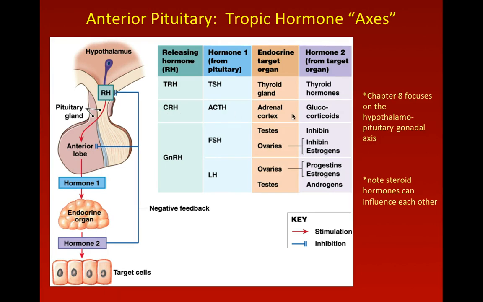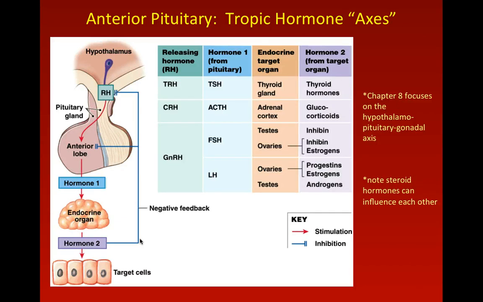Similarly, we have what's known as the HPA axis, which we'll talk about when we talk about stress in a future unit. What this axis does is the releasing hormone is a hormone called corticotropin releasing hormone. It triggers the release of a tropic hormone called ACTH from the anterior pituitary, which will travel to the adrenal gland and trigger the release of hormones called glucocorticoids, which will act on cells to produce the response that is needed during stress, which is to mobilize energy.